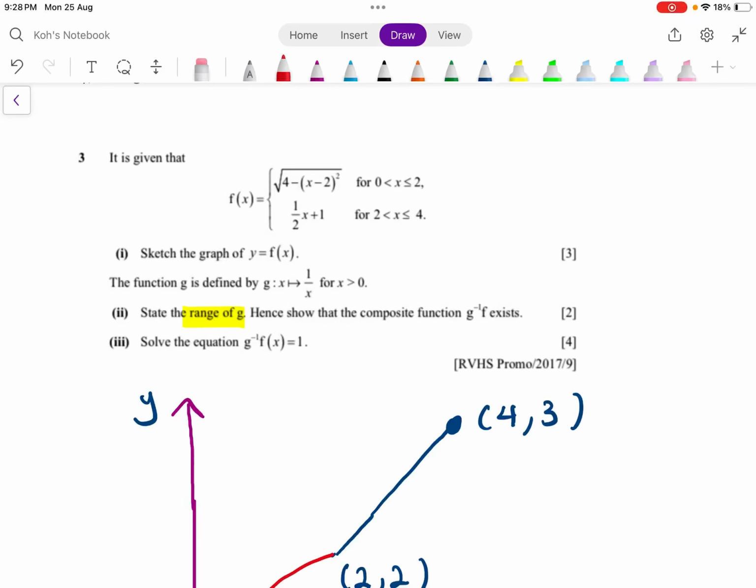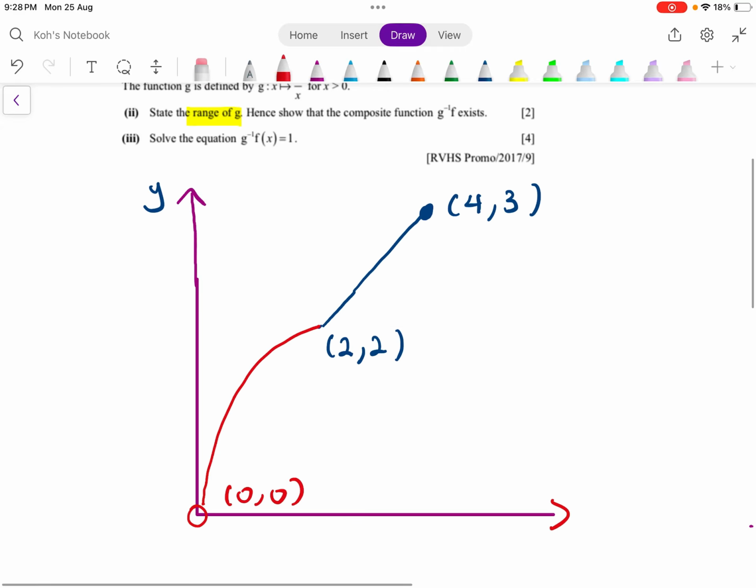Okay, let's go through this function regarding the piecewise function. So it's given that f(x) is given to be these two pieces. So sketch the graph of y equal to f(x). So for this, we just simply use the GC. So this is the very first piece. Then this is the second piece. Just remember to label all the endpoints, and of course, our intermediate points here.